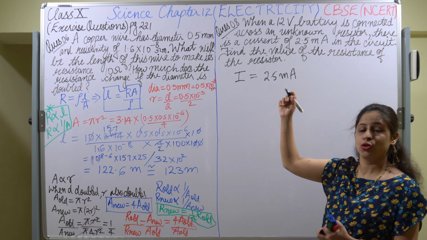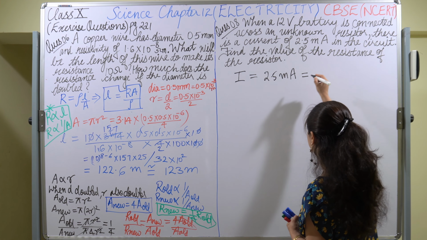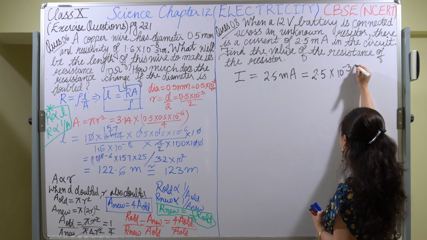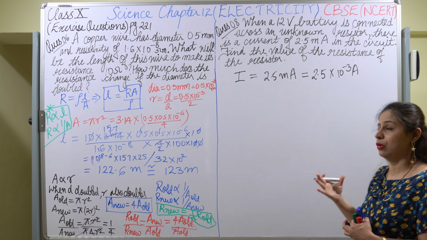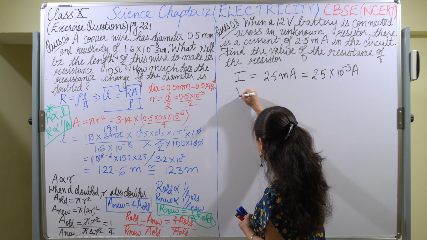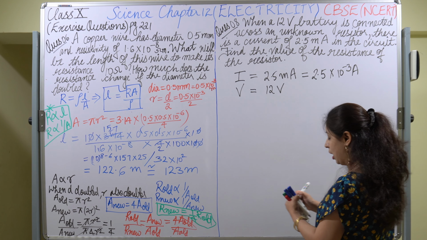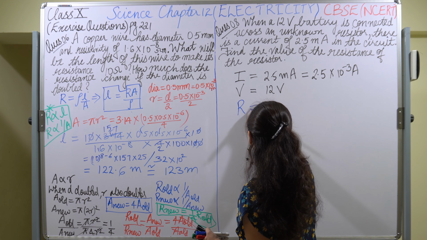That should be converted into amperes. So it will become 2.5 into 10 power minus 3 amperes. Now milliamperes is converted into ampere. And we have also been given the value of V, which is 12 volts over here. And we need to find out the value of R, the resistance value.